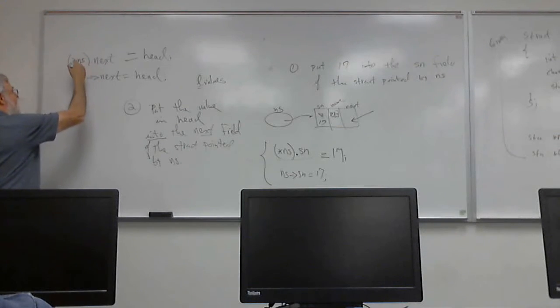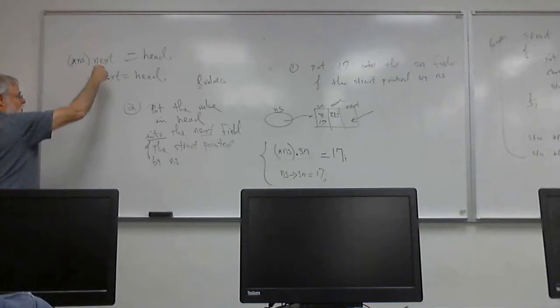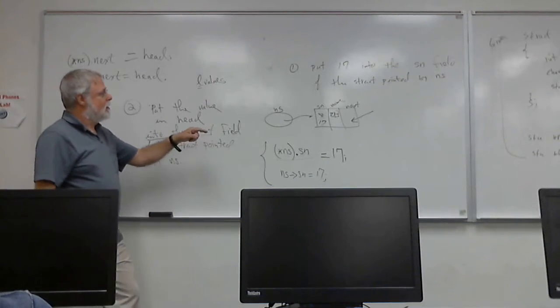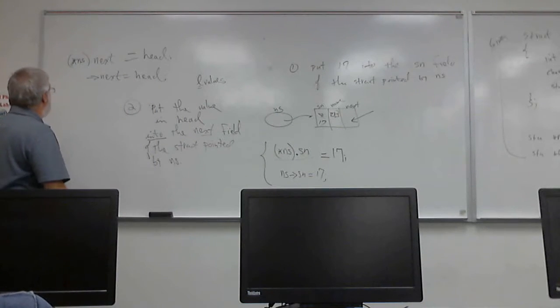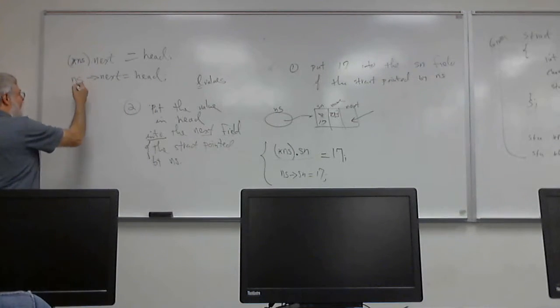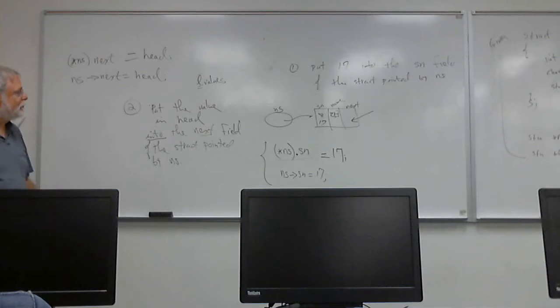So asterisk NS, that's the pointer. NS is the pointer. SN is the student number. And down here, there we go. Okay, so those two.